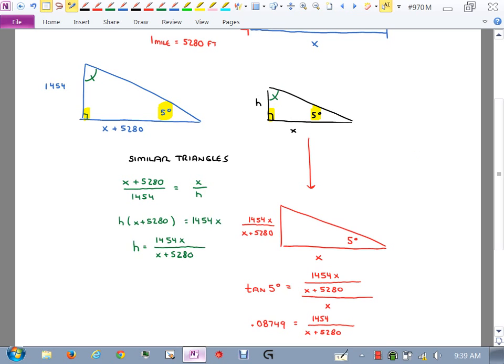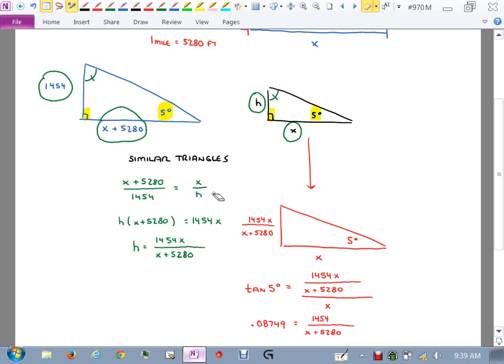So that means that I can take this side of this triangle and divide it by this side. That's a ratio, which I've done here. And that must be equal to the same corresponding side, which was that adjacent side divided by that opposite side of the other triangle, which is here and here. That ratio must be the same.